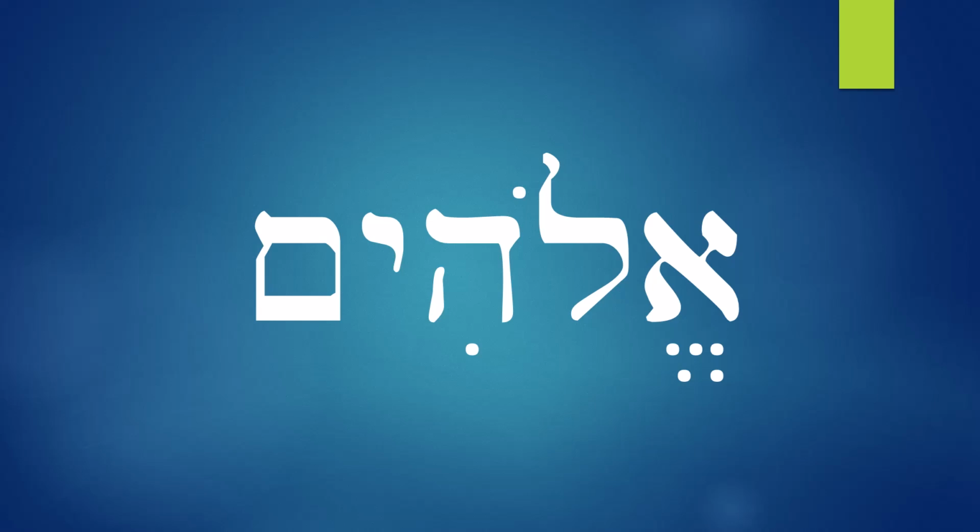So how do you pronounce this word? Look at the vowels. You have the Hatef Sego, E sound. You have the Holem, O sound. You have the Hirek Yod, E sound. So you have E, O, E. Now the consonant on top is silent. The Aleph is silent. Then you have Lamed, which is L. Then you have Hey, which is H. Then you have Mem. So how do you pronounce this? You have Elohim.